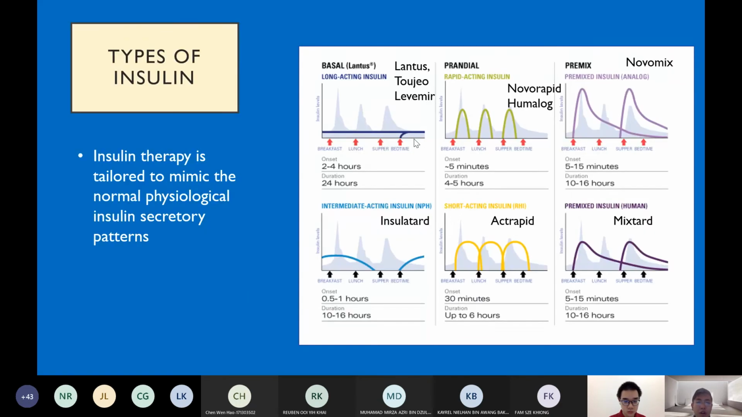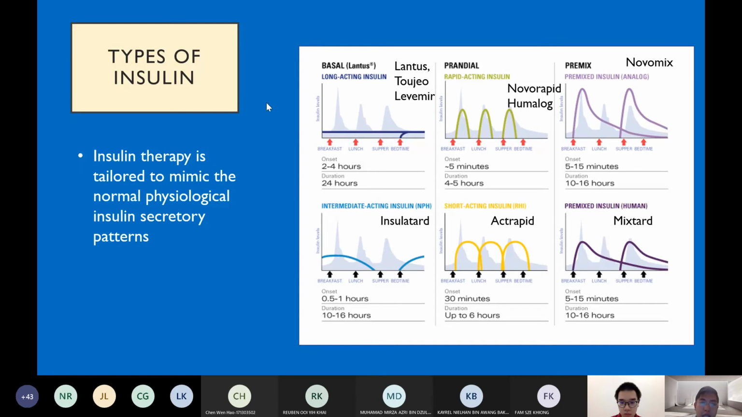For those of you who are not familiar with your types of insulin, just remember how we play around with our doses and types of insulin. Step number one, you need to know your insulin and know their duration of action as well as their onset of action. Once you know that, you can use that insulin to tailor the therapy to mimic your normal physiological insulin secretory patterns.